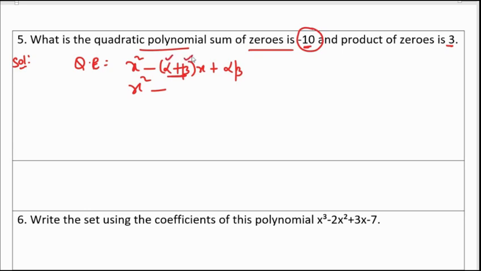One zero is alpha, another is given as beta here. So it is minus of minus 10, plus product of zeros. Alpha into beta is the product, which is given as 3. So x square, I forgot to write x here. Minus into minus is plus, so 10x plus 3 is the quadratic polynomial whose sum is minus 10 and product is 3.